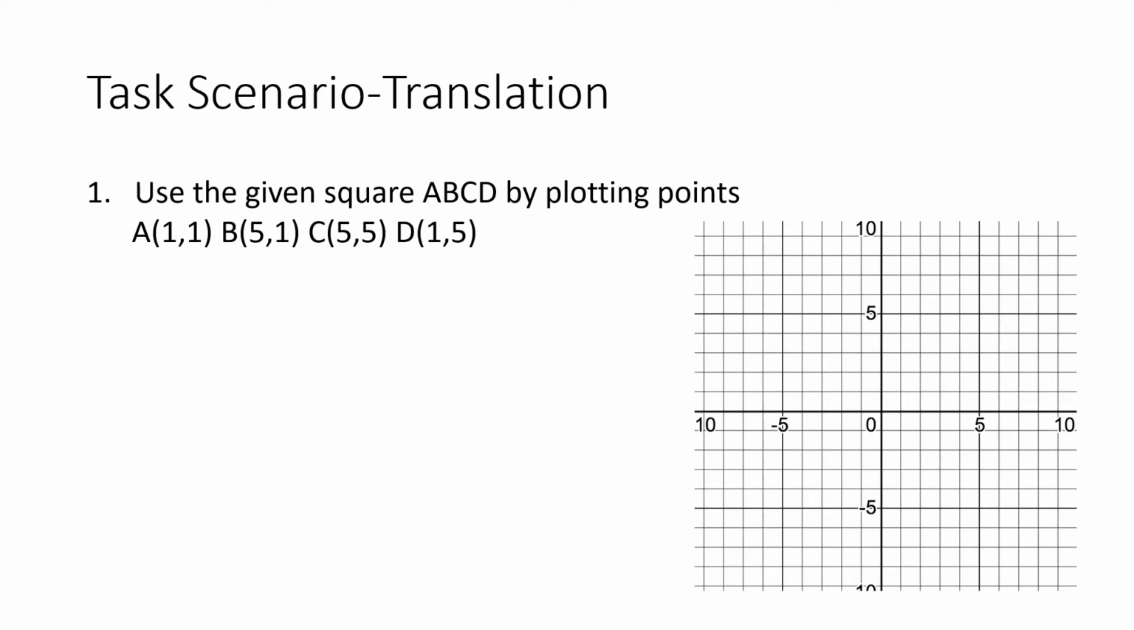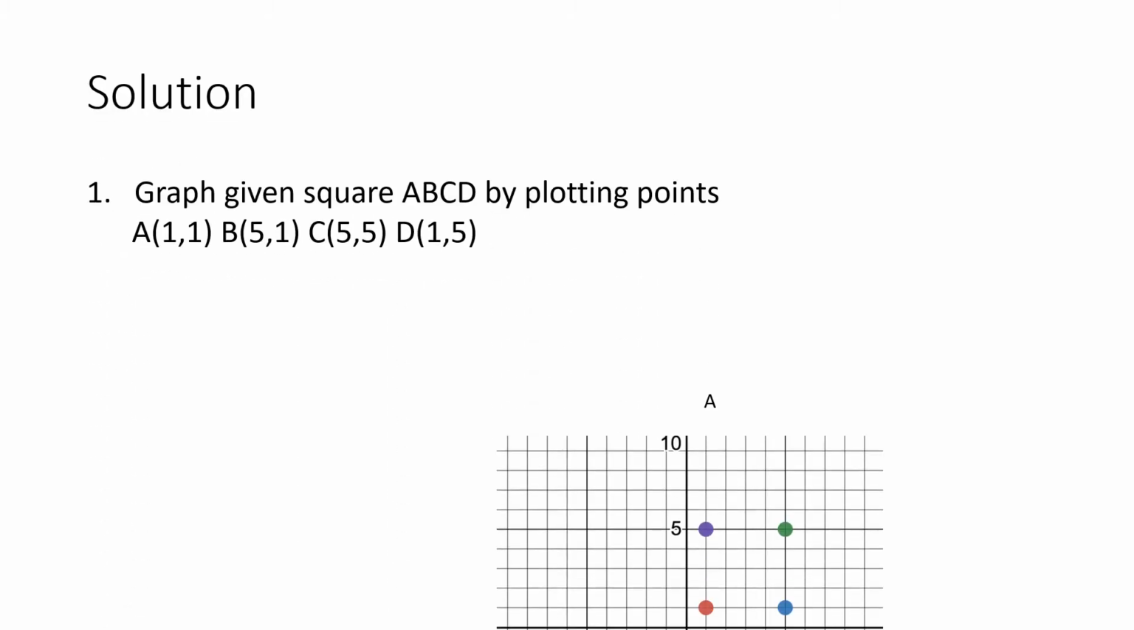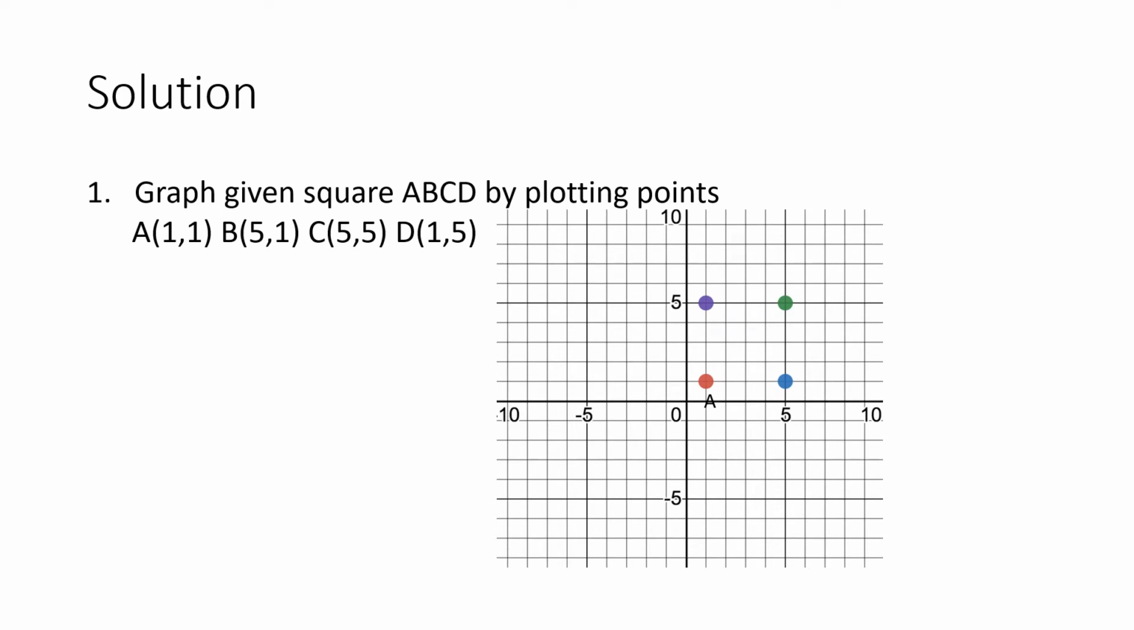In this task, we are asked, given square ABCD, by plotting points A is 1, 1, B 5, 1, C 5, 5, D 1, 5. So we are going to plot the square ABCD. Coordinates for A is 1, 1. So we plot 1, 1, the one in the red. Coordinate for B is 5, 1.